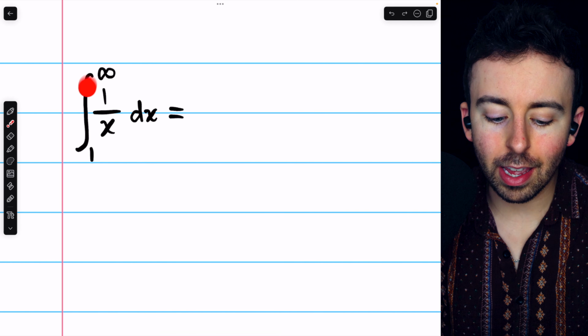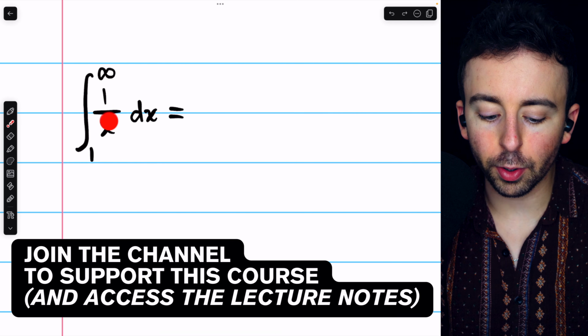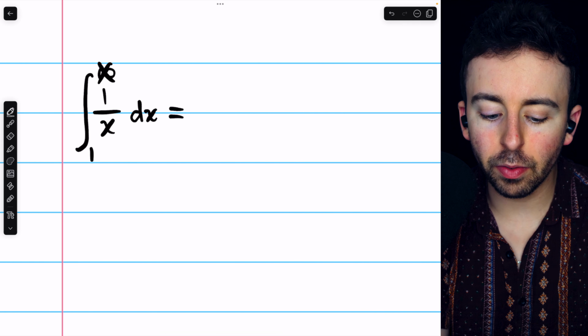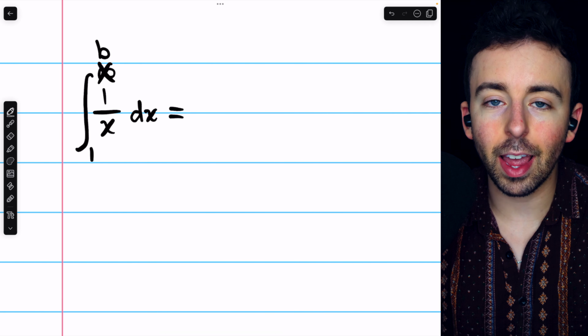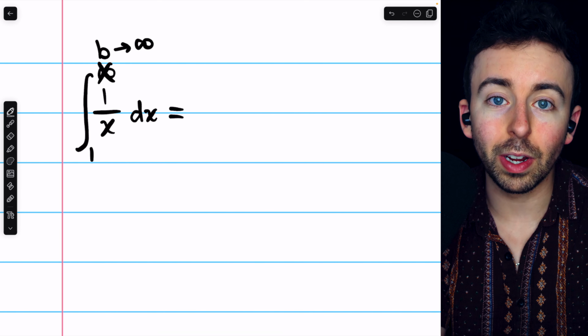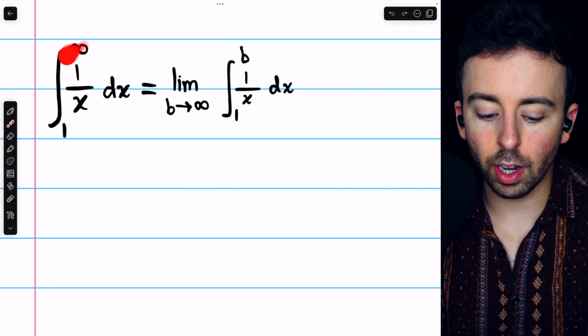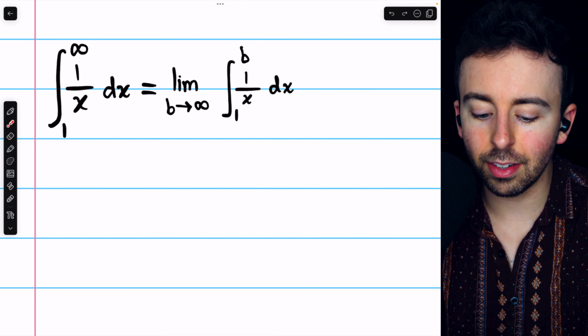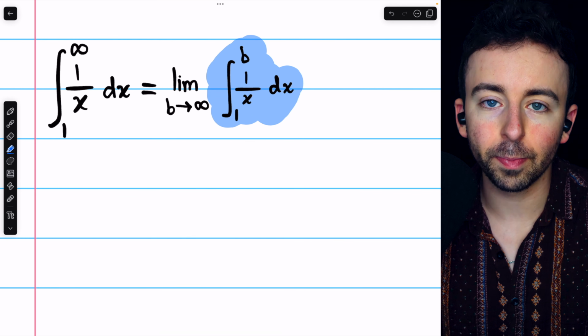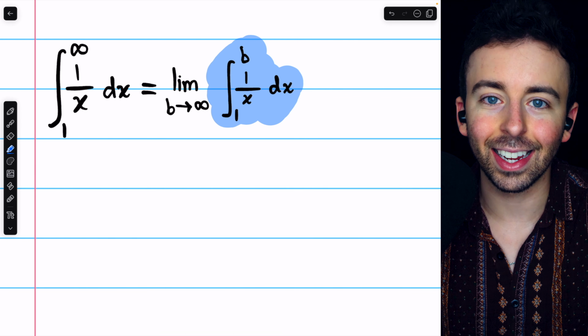To evaluate the improper integral of 1 over x from 1 to infinity, we'll replace that upper bound of infinity with a variable, say b, and then consider the limit as b goes to infinity. So by definition of an improper integral, this is equal to this. Now we have a perfectly normal integral, and we can evaluate it and then take the limit.